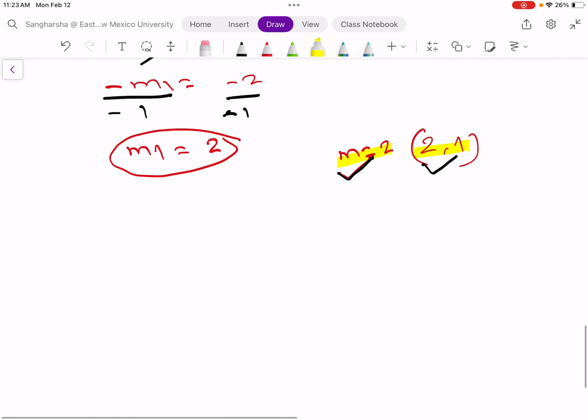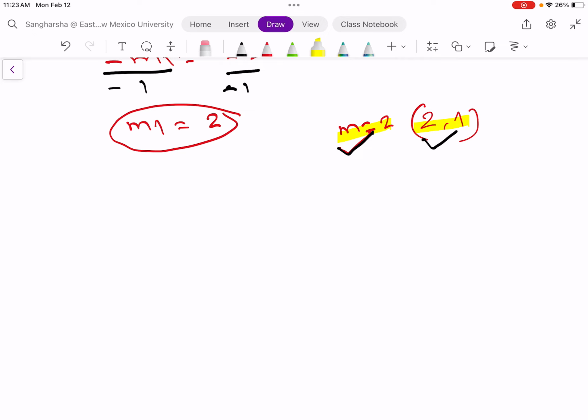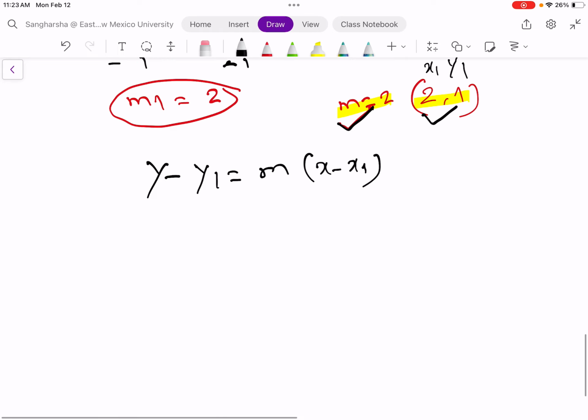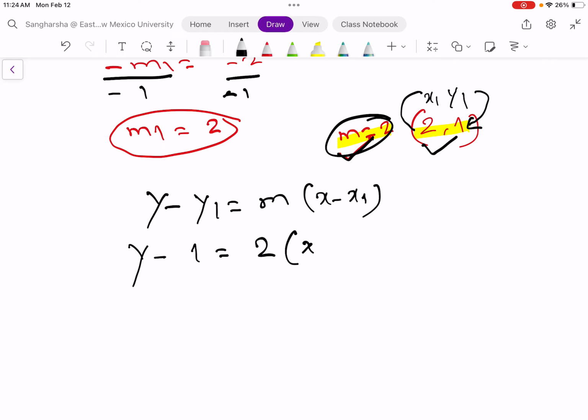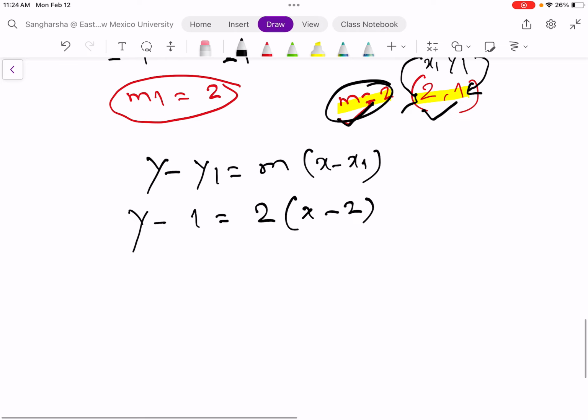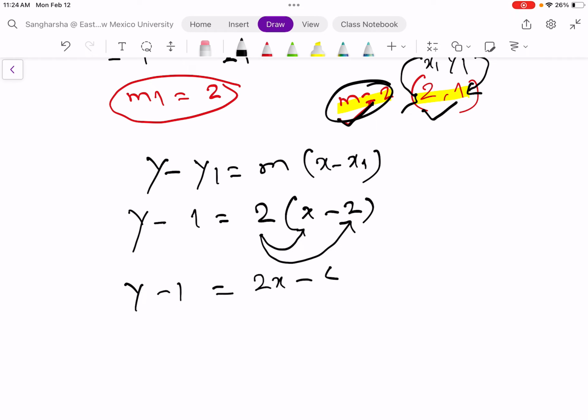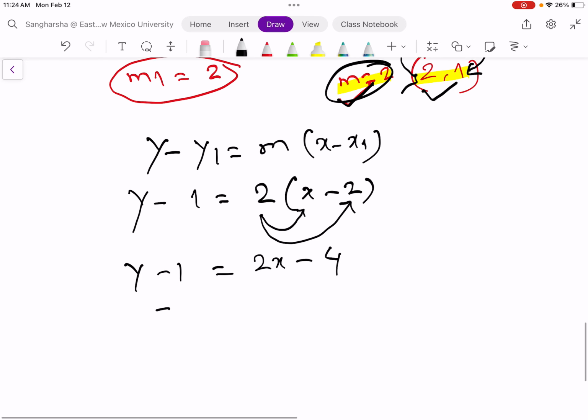So now let's use our point-slope form, which is y minus y1 equals m times x minus x1. Let's call this point our x1, y1. Now we substitute. We have y as it is, and y1 is positive 1, equals m, the slope, which is 2, times x, x is x, and x1 is 2. Now we simplify this. You distribute 2 to each term, so we have y minus 1 equals 2x, and 2 times negative 2 is negative 4. Now you solve this for y. You add 1 on both sides.